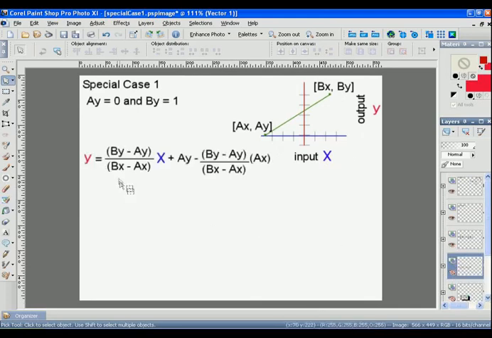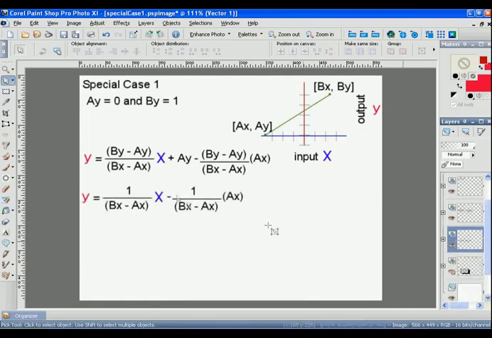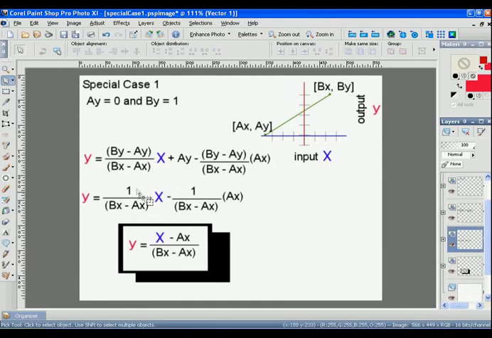So first thing we do is we get our general equation from the previous solution in the previous slide, and we just plug in the values. So if we plug in BY equal to 1 and AY equal to 0, we get the following. We can simplify this equation just by taking the x value and subtracting AX here, because both of these have the same denominator, and you get the following solution.